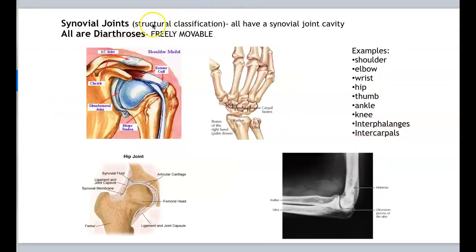Now, synovial joints, that's the structural classification. They all have a synovial joint cavity, and they are all diarthroses. They are all freely movable. Examples: the shoulder, elbow, wrist, hip, thumb, ankle, knee, the interphalanges, the intercarpals. All those are freely mobile joints. Some have more mobility than others, and we'll take a look at that.